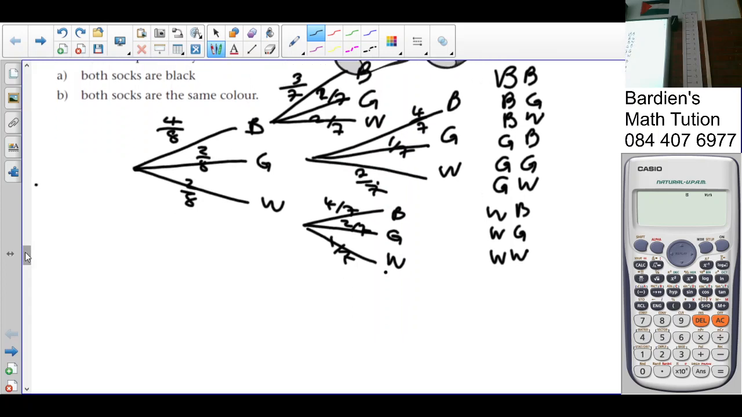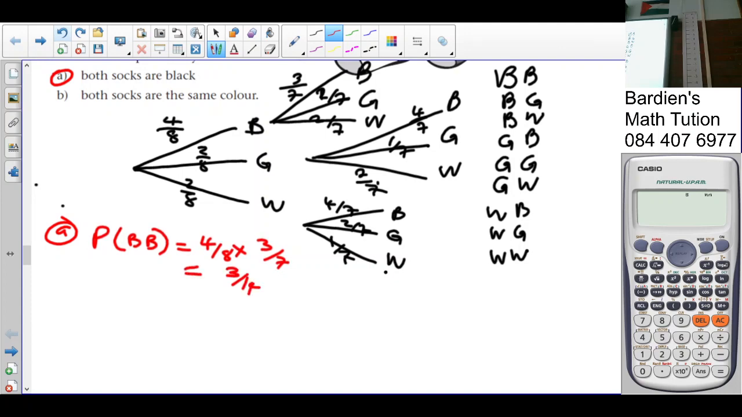First question. Both socks are black. In the first case, both socks are black. So that is following this branch here, not so. So the probability of both black socks has to be 4 out of 8 times 3 out of 7, which is 3 out of 14. Okay. Let's look at B. Both socks are the same color. So both black or both grey or both white.